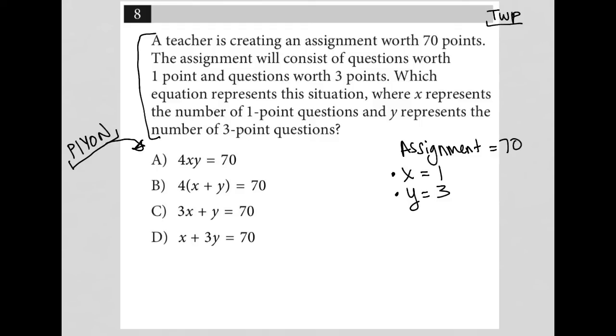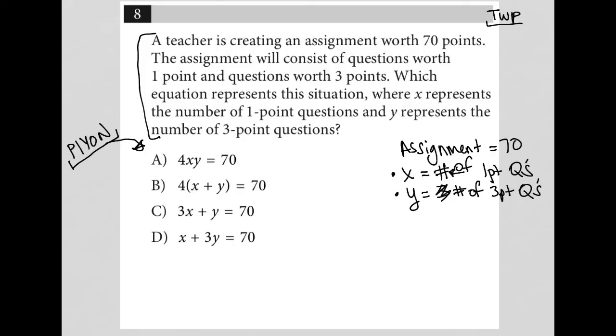So a teacher is creating an assignment worth 70 points. So what do I know? I know that a student is going to have some number of 1 point questions and some number of 3 point questions, and they are going to all add up to 70. So this is a little bit tricky, right? Because I said x equals 1. Really, x equals the number of 1 point questions. And really, y equals the number of 3 point questions, right?